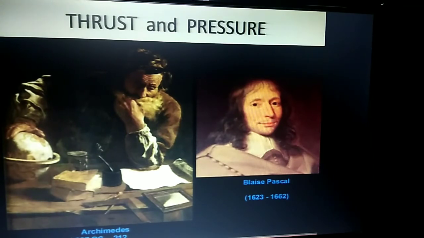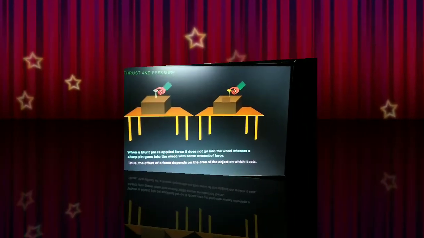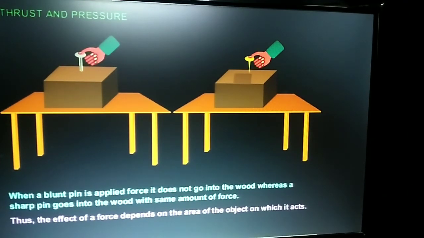So mathematically, pressure is normal force by area or thrust by area, which is P equals T by A. When a blunt pin is applied force, it does not go into the wood, whereas a sharp pin goes into the wood with the same amount of force. Thus, the effect of force depends on the area of the object on which it acts. A sharp pin pierces our skin when pressed against it, but a matchbox does not pierce our skin when it is pressed with the same force.